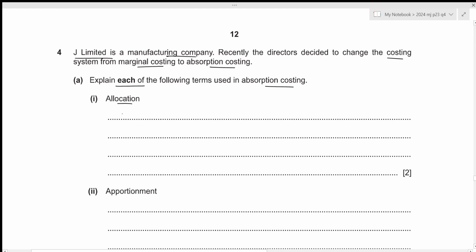Let's write it down. Overhead expenses are directly attributed to a specific cost center.